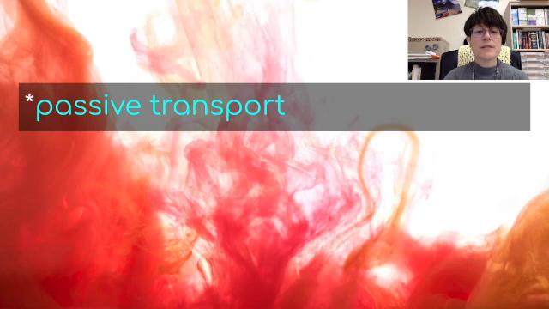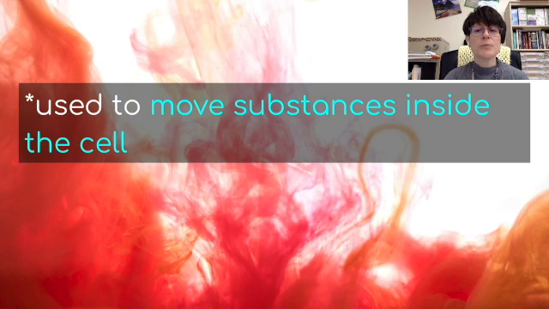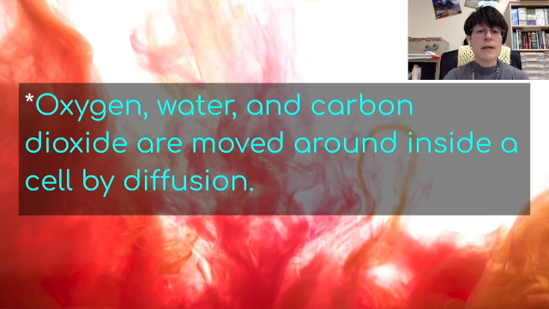This is passive transport, requires no energy. It's used to move substances inside of the cell. So diffusion occurs inside of a cell with some substances like oxygen, water, and carbon dioxide are moved around inside of a cell by diffusion. And things can also go in and out of the cell by diffusion as well through the cell membrane.